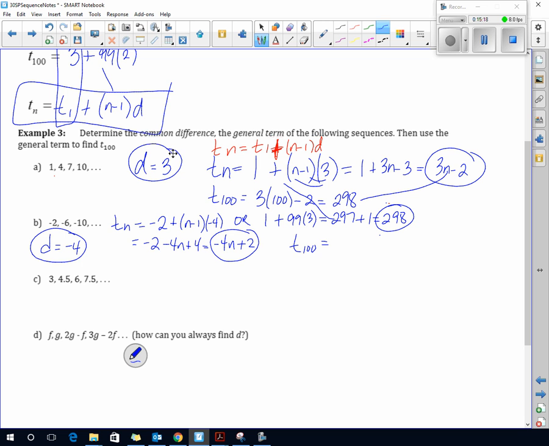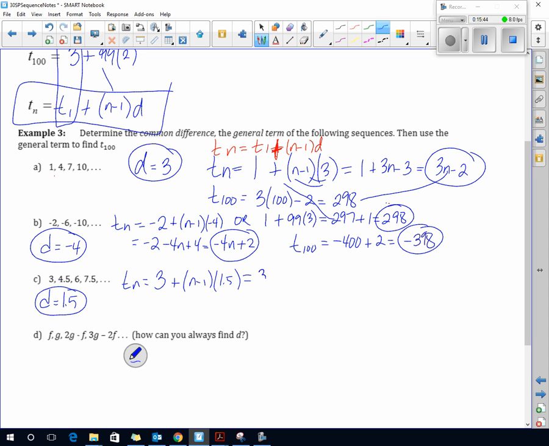Did you get negative 398? Okay, next one, C. What's my common difference? Did you get 1.5? Yeah. Okay, so Tn is the first term, 3, plus n minus 1 times 1.5. So if I multiply that out, I get 3 plus 1.5n minus 1.5. So did you get 1.5n plus 1.5?